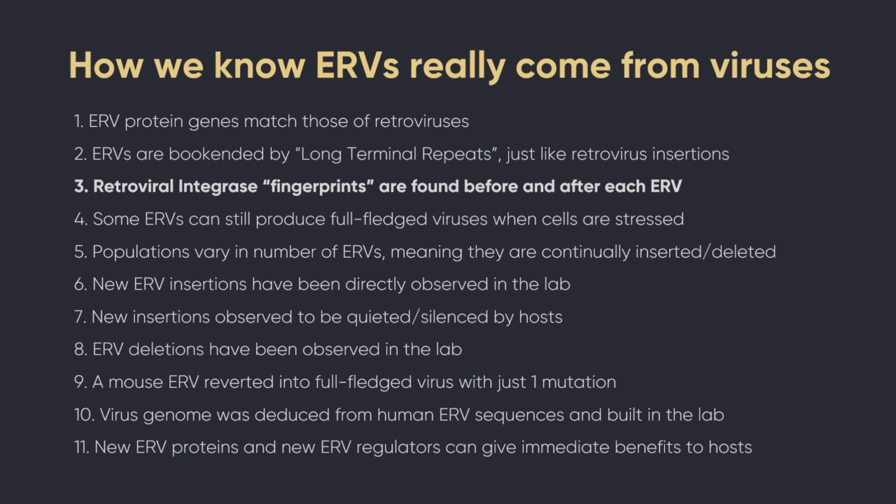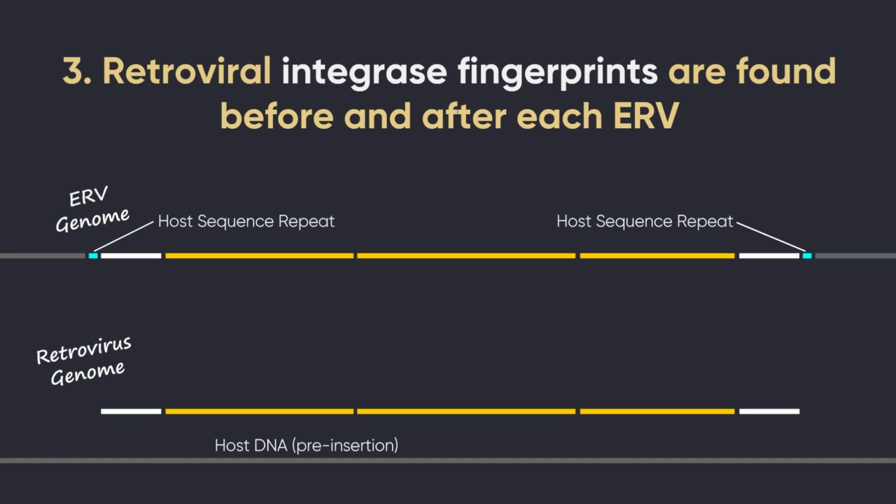Number 3, retroviral integrase fingerprints are found before and after each ERV. So let me explain what that means. Here I've colored in blue these little ERV fingerprints, or retrovirus fingerprints. And down below I have the retrovirus genome here. So this is the DNA version, the processed version of the retrovirus genome. And below I have host DNA before insertion. So this is before they've been infected by the virus.